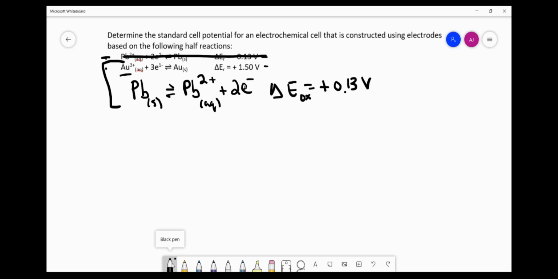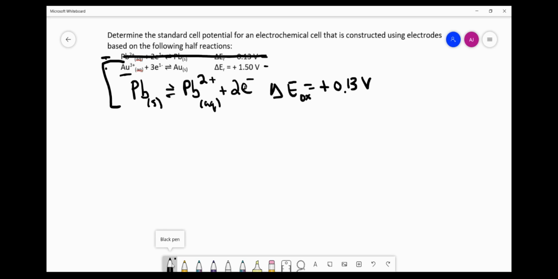So let's do that now. I've reversed the first reaction, and now I've got my two half cells. The gold reaction up top here is the reduction, a gain of electrons. And the lead reaction, which I rewrote and reversed from the original, is the oxidation. Because I reversed the direction of the reaction, I've also reversed the energy value. If the reduction potential requires 0.13 volts, then the oxidation reaction is going to produce 0.13 volts.